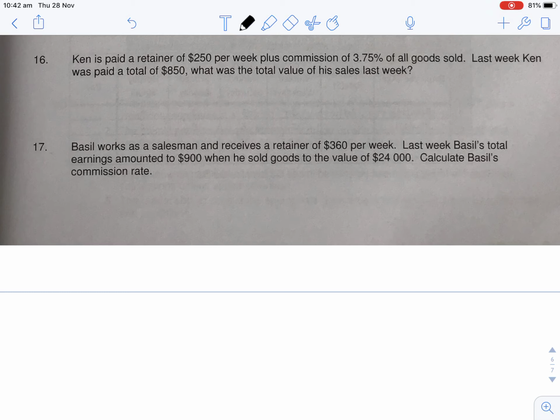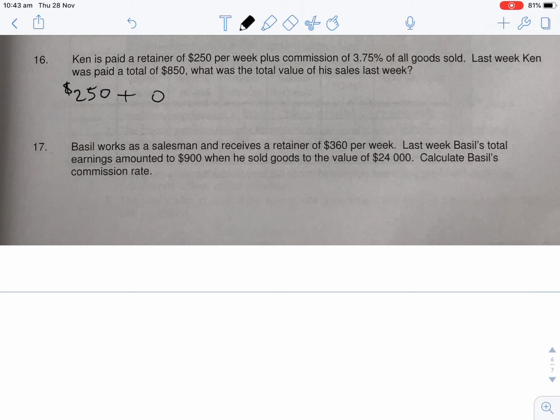Ken is paid a retainer of $250 per week, plus a commission of 3.75% on all goods sold. Last week he was paid $850, so what was the value of his sales? So in this case, you've got to do a little bit of algebra again because they haven't told you the sales. So what you're going to think to yourself is, if I knew everything, how would I have calculated his pay? So the retainer would have been a set amount, so $250, regardless if he sold nothing, plus his commission.